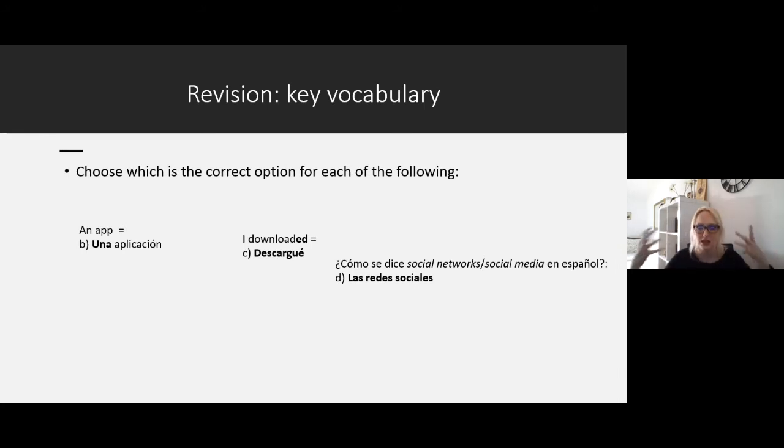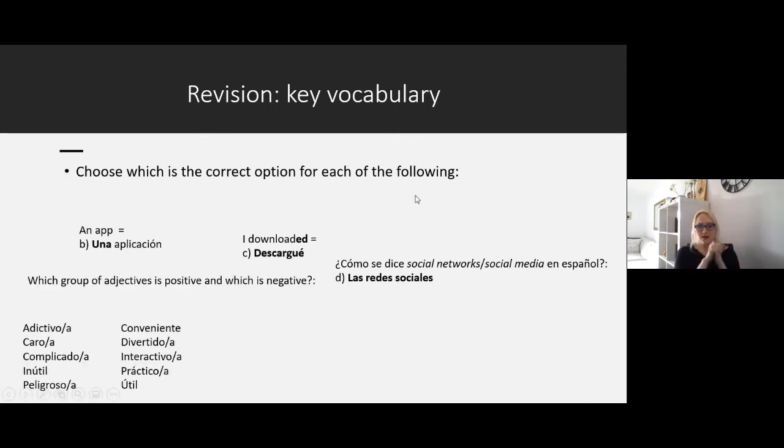So in terms of this theme, technology in everyday life, social media, social networks might be vocabulary that comes up, okay? So it is feminine. Las redes sociales, okay? So remember it's feminine, but also plural, and everything must agree.